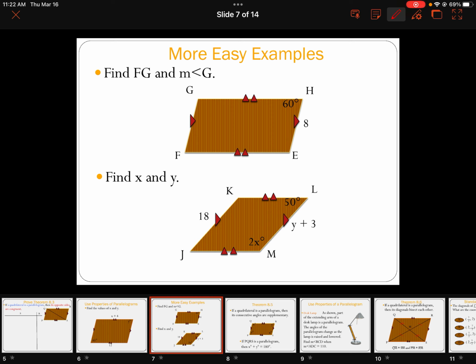Here's a couple other easy examples. We want to find the distance from F to G. That's the left side. It's going to be the same as the right side because this is a parallelogram. Angle in the top right is 60. The angle in the bottom left is going to be 60. Remember, 360 degrees in a parallelogram. Also, consecutive interior angles are supplementary when you have parallel lines. So the 120 comes from 180 minus 60.